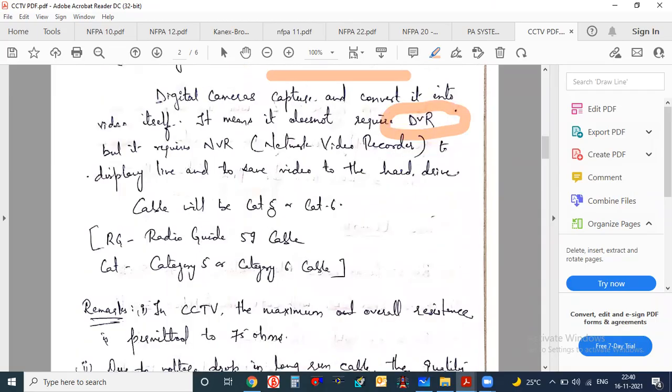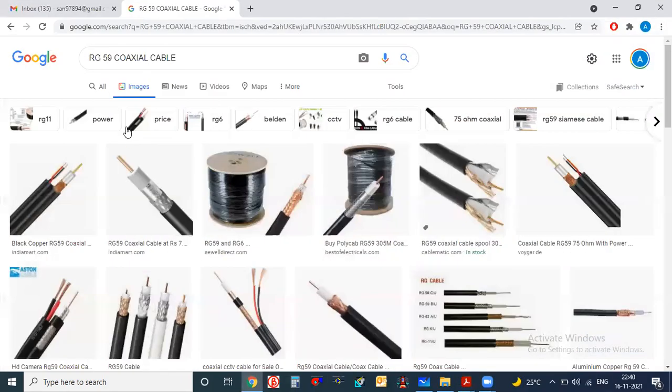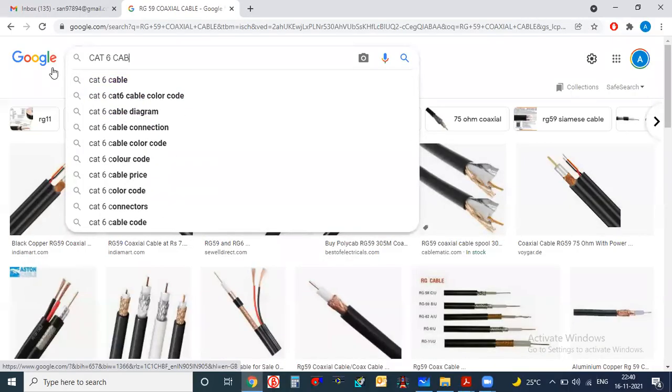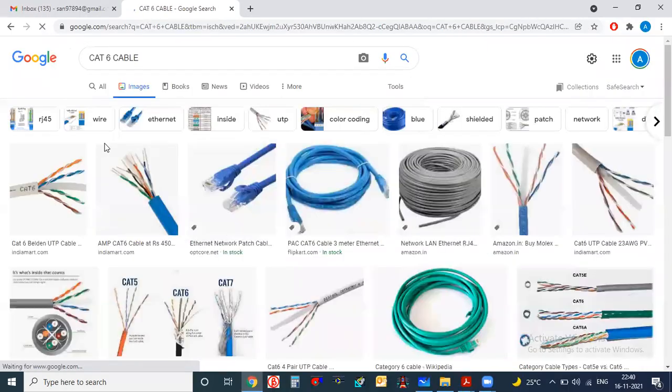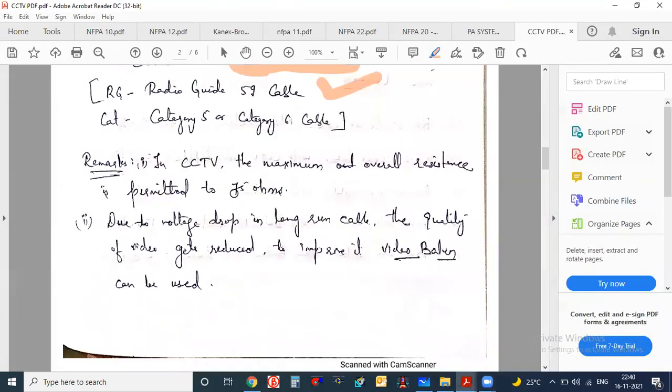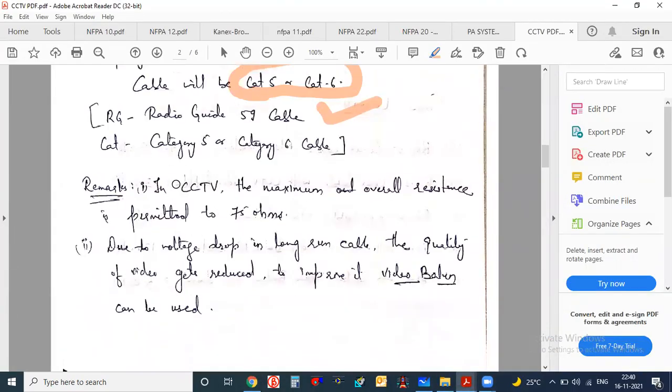Now, here you can use Cat5 or Cat6 cable. RG is for the radio guide. Category 5 is for a different cable. I think you have seen this also. Cat6 cable. If you check Cat6 cable, this is how the Cat6 cable, like normally what we are using in the internet, looks. This is used in the digital cameras. Same data. This is data cable.